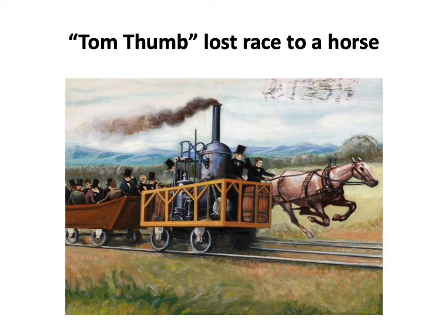And the horse actually won the race because the Tom Thumb railroad engine broke down. But it helped convince a skeptical public that it might work. Again, people at the time would see that black smoke coming out, and that was a sign of progress. That was a sign of humans conquering nature.